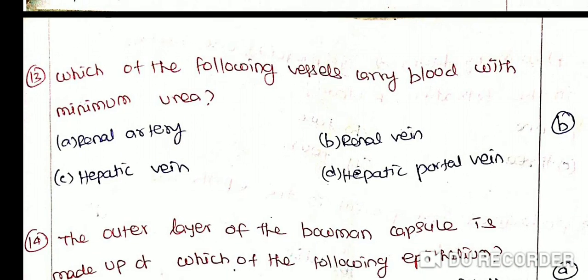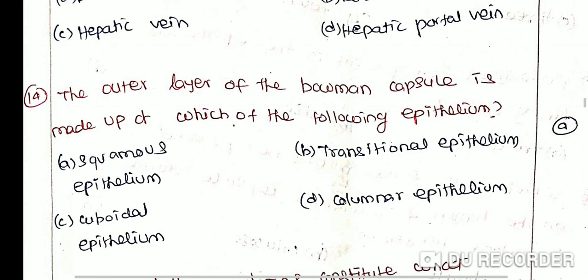Which of the following vessels carries blood with minimum urea? Option A, renal artery. Option B, renal vein. Option C, hepatic vein. Option D, hepatic portal vein. The correct answer is option B, renal vein. Explanation. Renal vein carries the blood with a minimum amount of urea, while hepatic vein carries the blood having a maximum amount of urea. Next question.